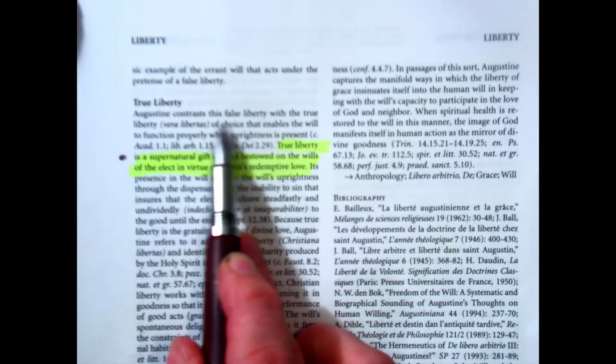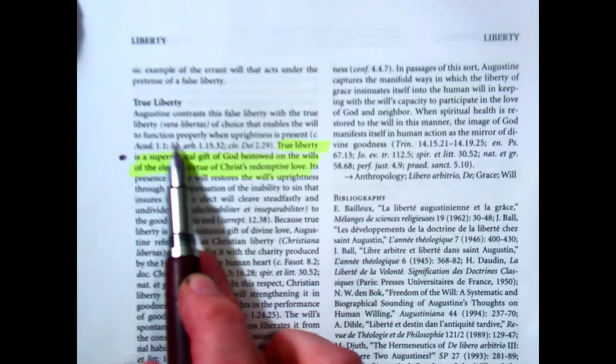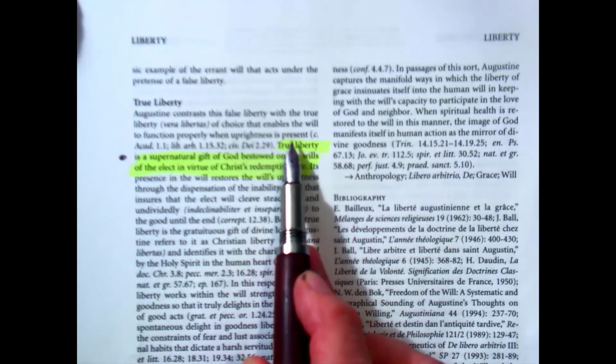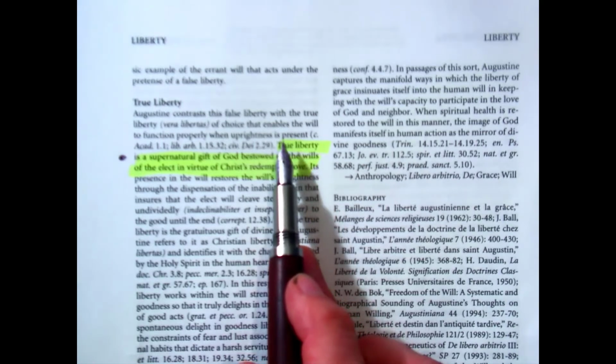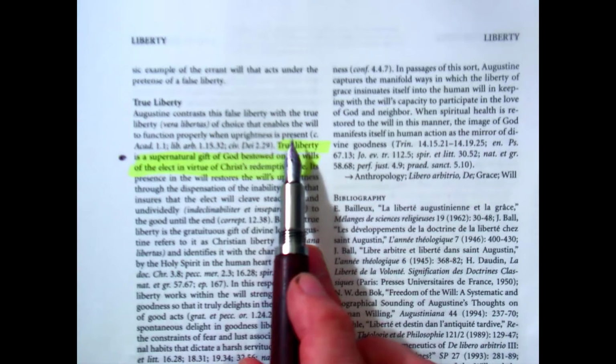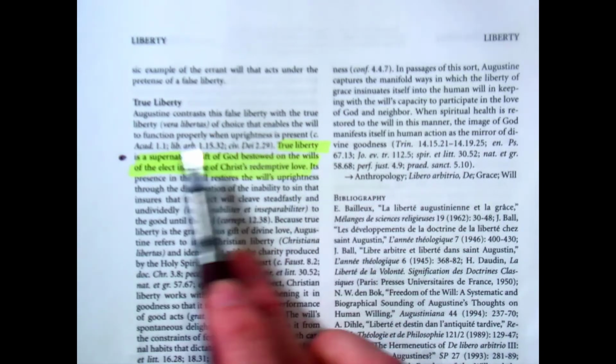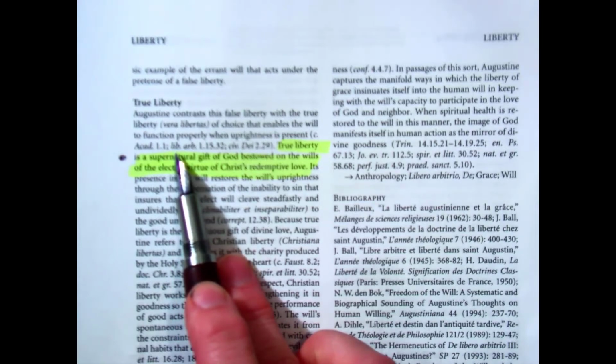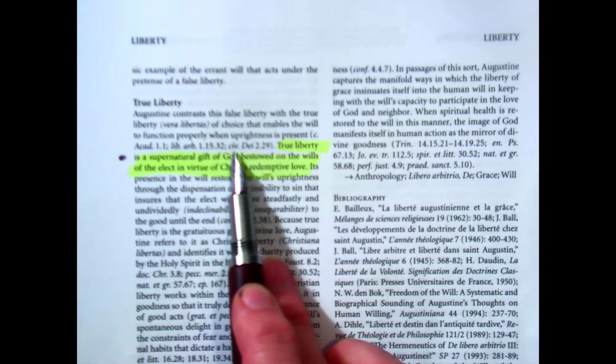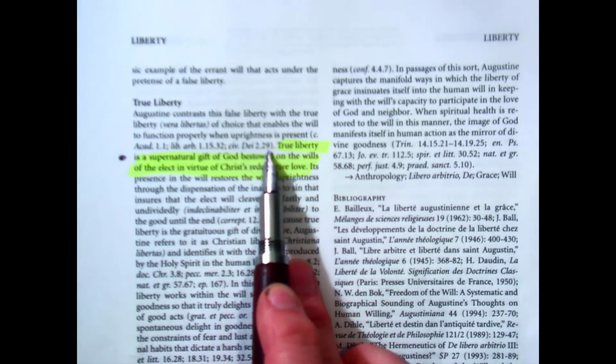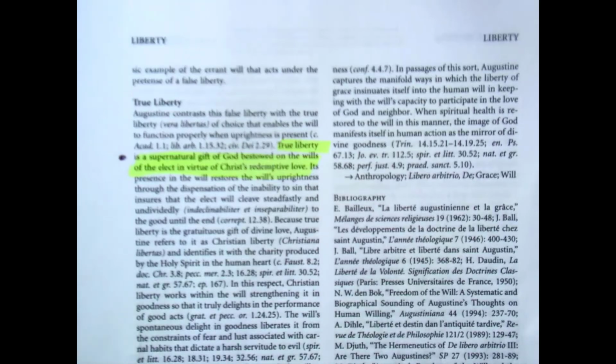Augustine contrasts false liberty with true liberty of choice that enables the will to function properly when uprightness is present. All right, she's right about that, and she knows she's right about that. She's going to give the reader a helpful introduction. If you want to read more about this idea of true liberty, then you need to read Contra Academicos 1:1, on free will, Liberum Arbitrium 1:1532, and the City of God, Civitate Dei 2:29. In other words, she's helping you learn Augustine better by directing you to primary texts where you can read more in depth about this concept, this phrase, vera libertas, and what Augustine means by it.